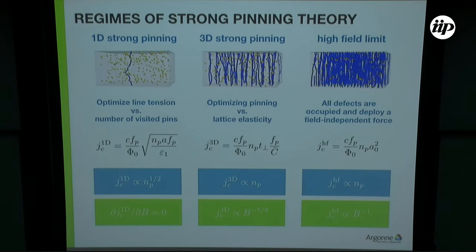And then there is a high field limit where actually all the defects are occupied, and then in the naive picture one says, well, the pinning landscape can provide a maximal pinning force, and pinning force is equal to current times field, so we expect that the critical current should decay like 1 over the magnetic field. And in the case of dilute defects, it should also be proportional to the defect density. Now we are going to look at these scalings and how they work in simulations.